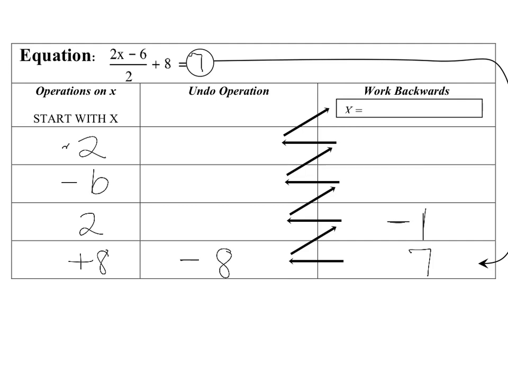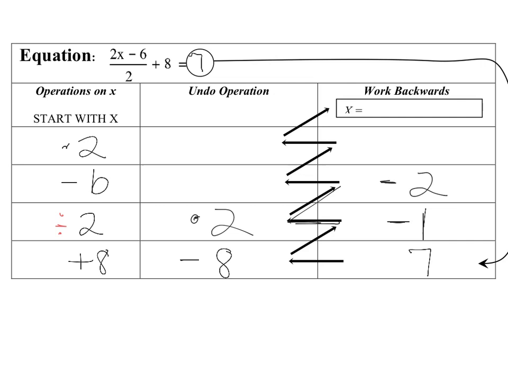Then I'm going to take -1 and do the opposite of what we had here. What did we have there? We had divide by 2. The opposite of divide by 2 is multiply by 2. So here we're going to multiply by 2. And so I'm just going to follow the arrow. I'm going to take -1, multiply it by 2, and I'm going to get -2.